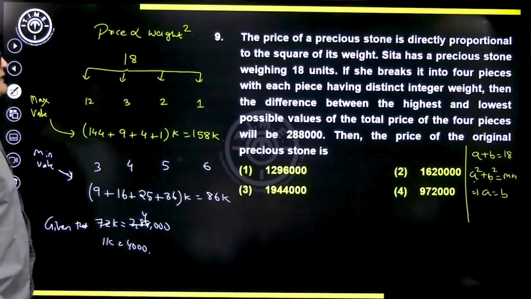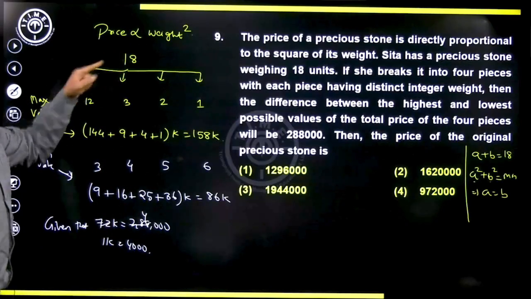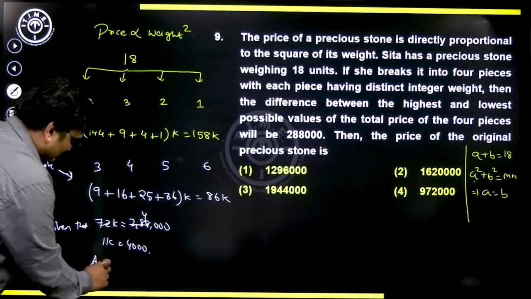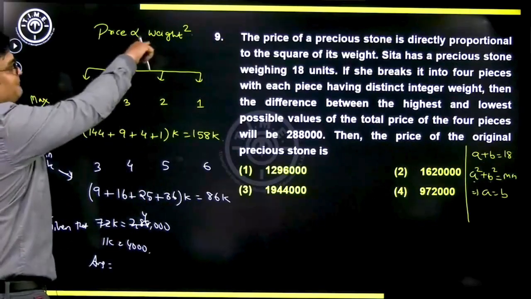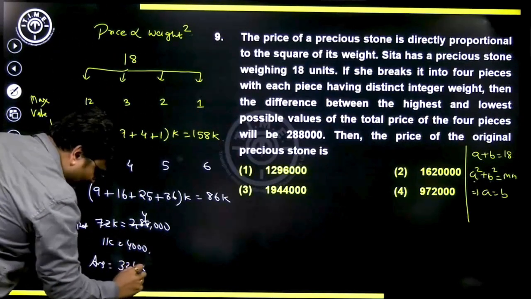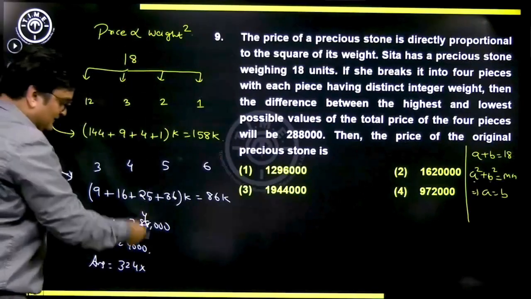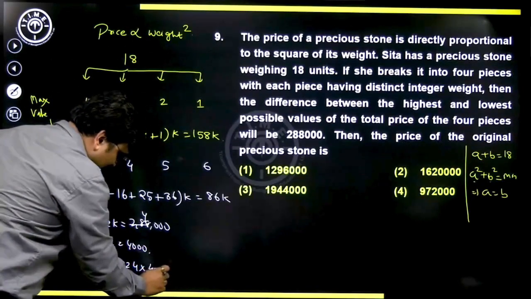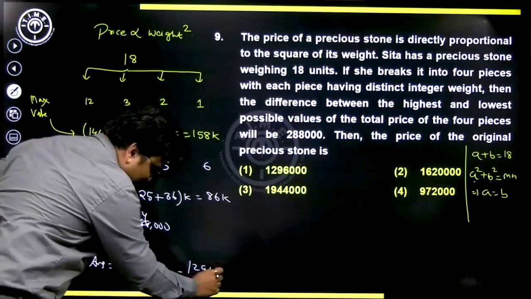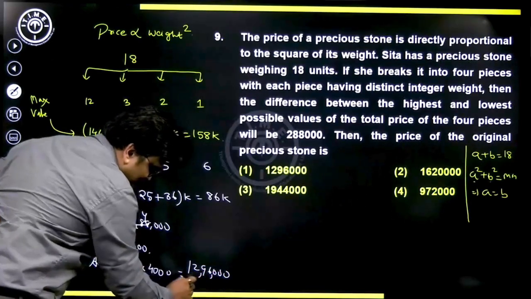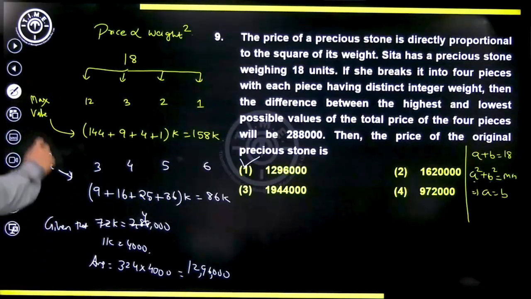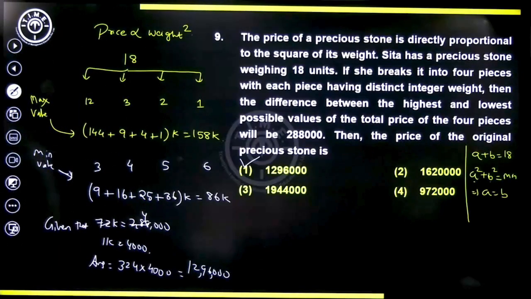What is he asking us? The price of the original precious stone. It will be 18 square parts, which is 324 parts, and 1 part is 4,000. So 324 into 4,000 is 12,96,000. That is option choice 1, which is going to be the correct answer. I hope we are clear with this.